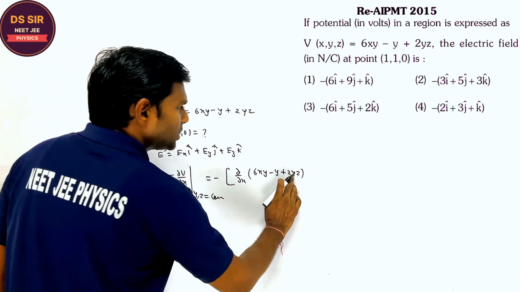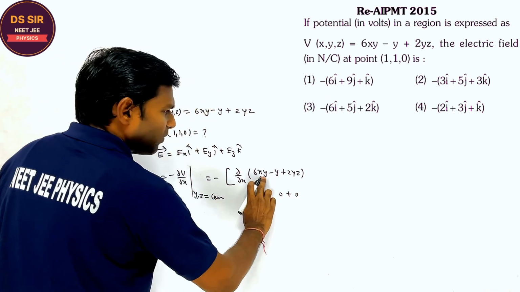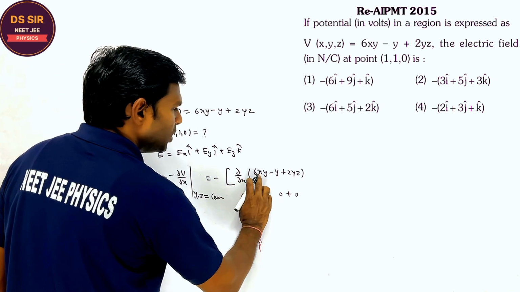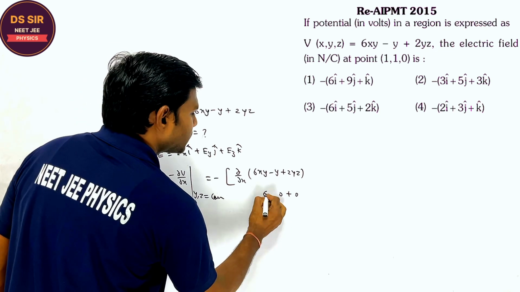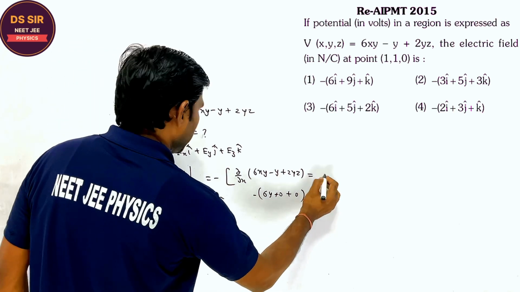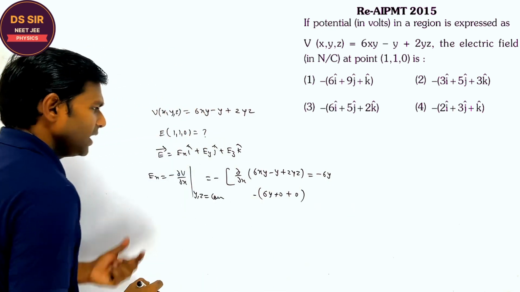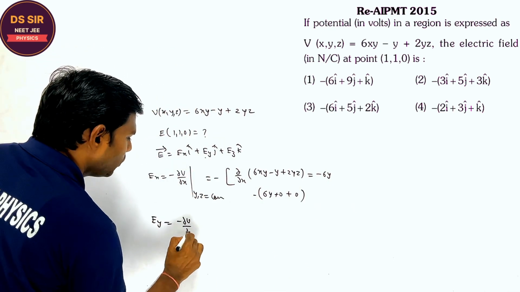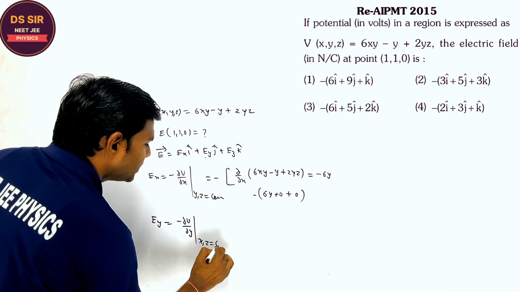Here the minus y and 2yz terms are constant, so their differentiation is 0, and y is constant, only x is variable, so the differentiation of x is 1, so it is 6 into 1 into y. So this is 6y, and with the minus sign, the Ex component is nothing but minus 6y. In the same way, to find the y component, you have to take the partial derivative of v with respect to y such that x and z are constant.